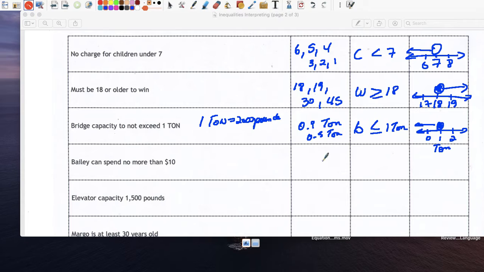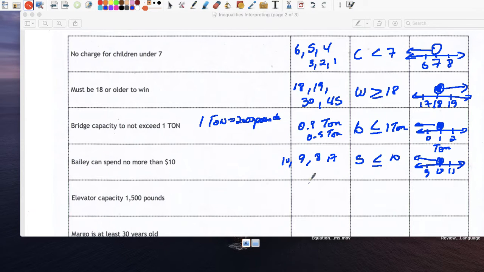Bailey can spend no more than $10, so she cannot spend more than $10. So can she spend $9? Yeah. $8? Yeah. 7. Can she spend $10? Yeah, but no more than that. So let's write spend and $10. Can she spend $11? No. So it has to be less than or equal to 10. So 10, 11, 9. So again, circle, shade, because 10 is okay, 9 is okay, 8 is okay, 7, 6, 5, 4, 3, 2, 1.